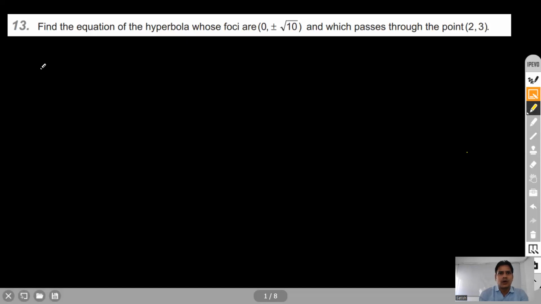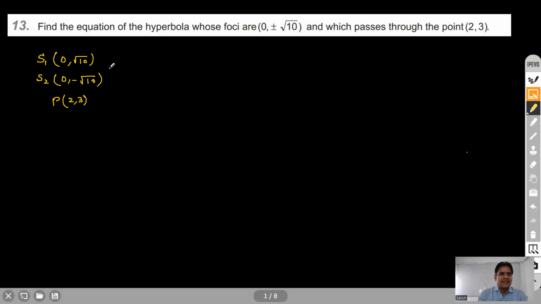Okay, so the coordinates of the focus are provided. Let me write it as S1. Our first focus is 0, root 10, and our second focus is 0, minus root 10. And one more thing: the curve we have to find is passing through this point. Suppose I call that point P, so the coordinates of P are 2, 3. So it passes through this point.